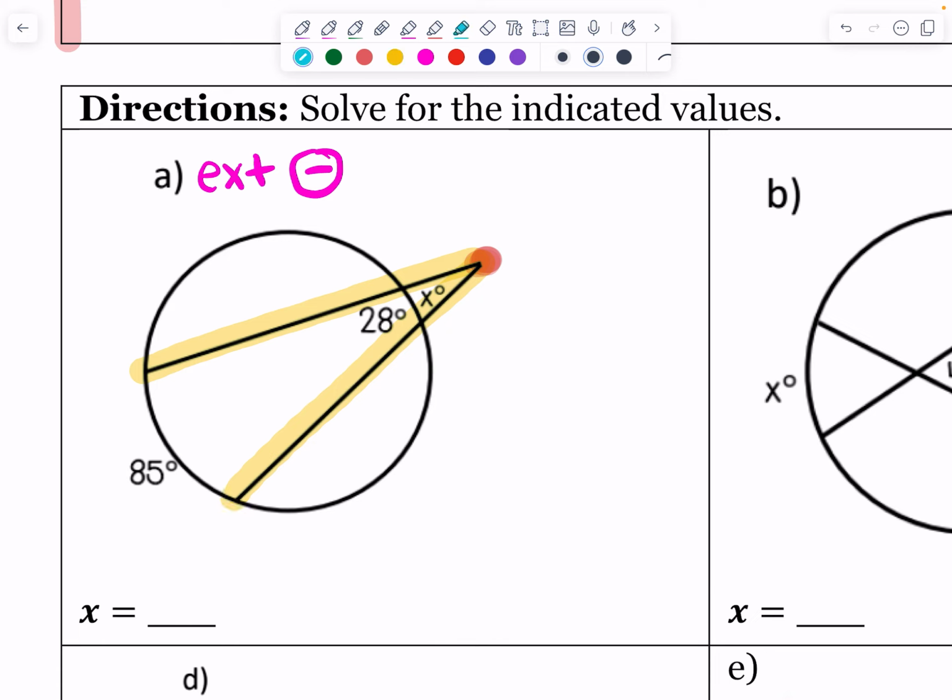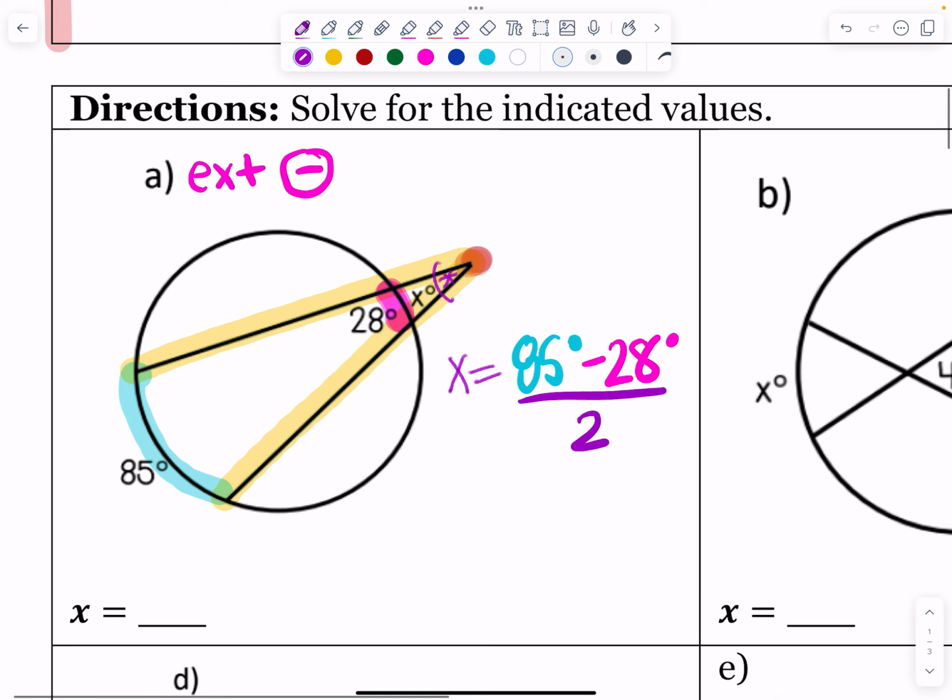And so when we have that secant, we get the blue is 85. We get that the pink is 28, and we're trying to find our angle, which I'm going to color code to be in purple. That's this star angle right here. So how do I find x? X is going to be equal to 85 degrees minus, because we're going to be doing the difference, 28 degrees divided by 2. That's how we're going to find x.